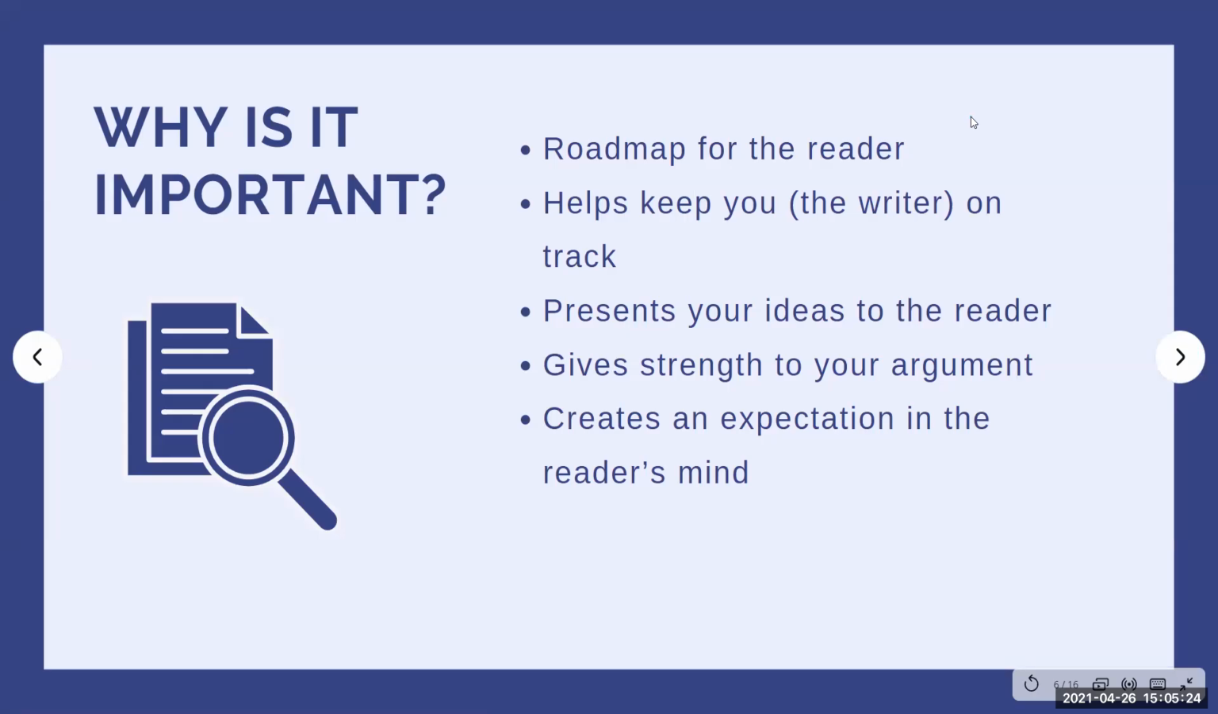Which is part of the reason why it's important. First and foremost, it provides a roadmap for the reader. So if the reader is able to pinpoint the thesis, they're aware of what you'll be talking about and what you're trying to support or prove throughout your essay.